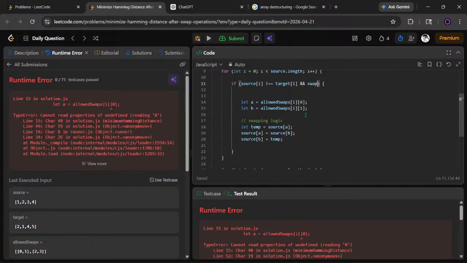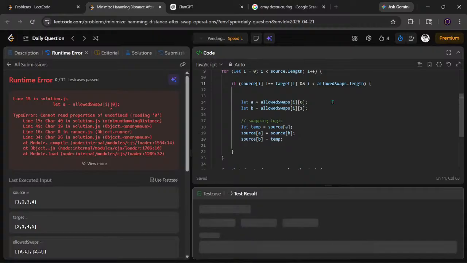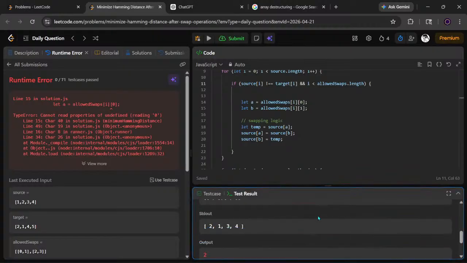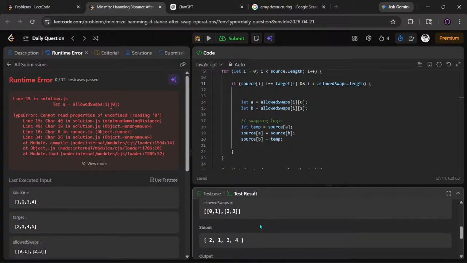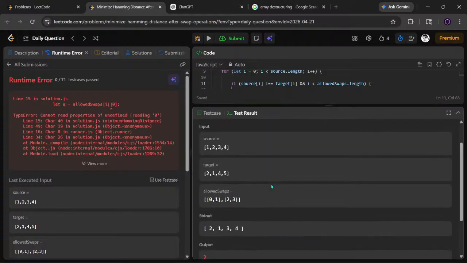And then I is less than swap. I think now it shouldn't be complaining, right? It will go till only the allowed swap length is there. Then yeah, fine. Okay, pretty close enough. Okay, the swap is happening right now.